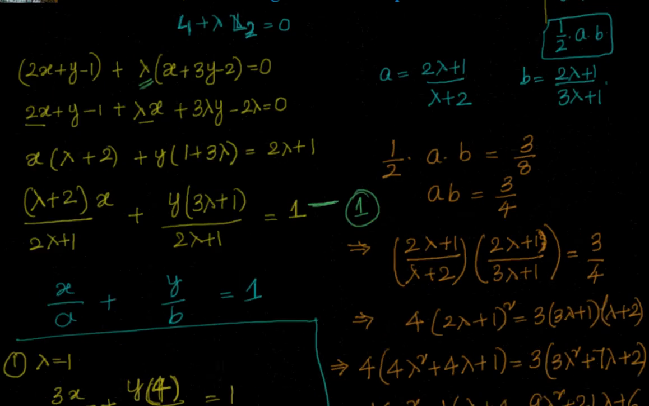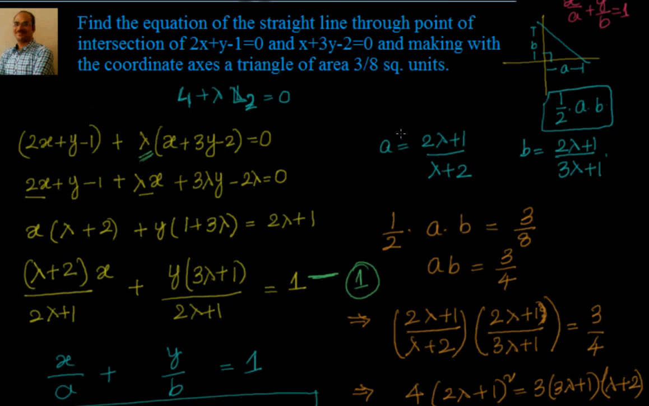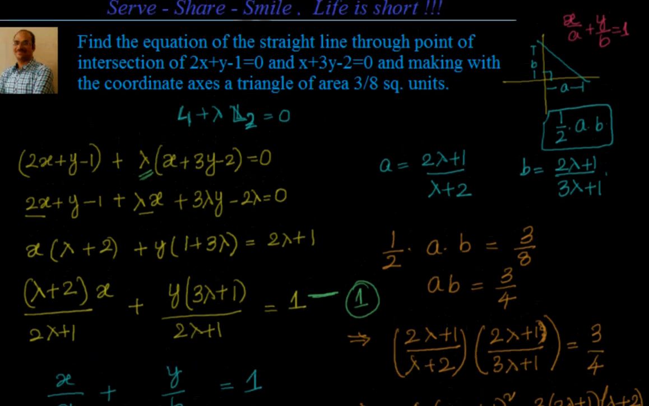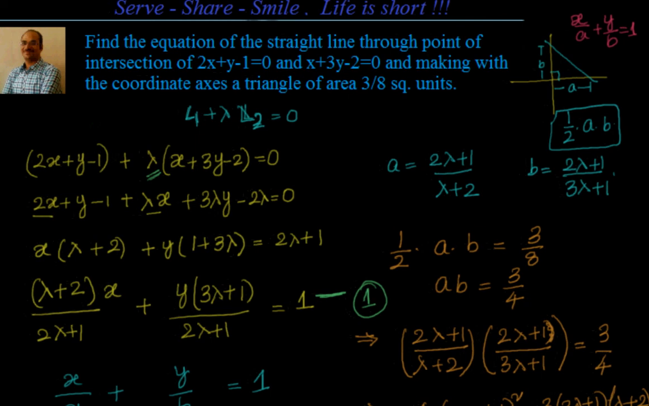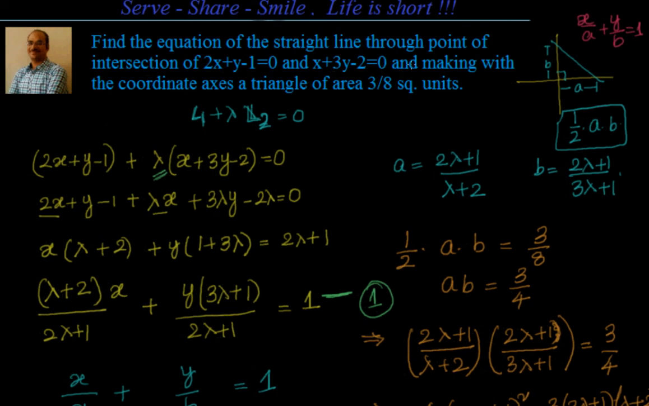So let me just summarize how we have done this. Find the equation of the straight line through the point of intersection of two lines, 2x plus y minus 1 equal to 0 and x plus 3y minus 2 equal to 0, and making with the coordinate axes a triangle of area 3 by 8. Whenever I say the coordinate axes make a triangle, I have to go to the two intercept form, because that is where I have x intercept A and y intercept B, and the area with the coordinate axes comes into the picture here. So half AB is the area. Given it is equal to 3 by 8, AB becomes 3 by 4.